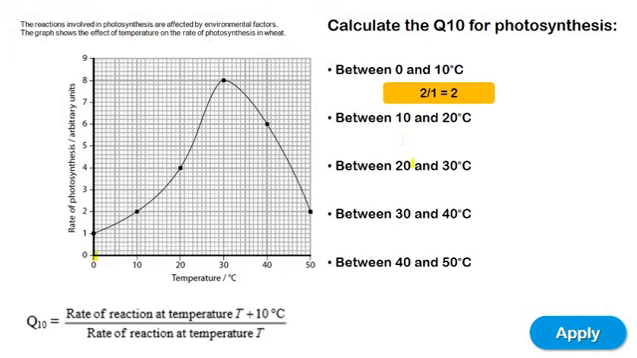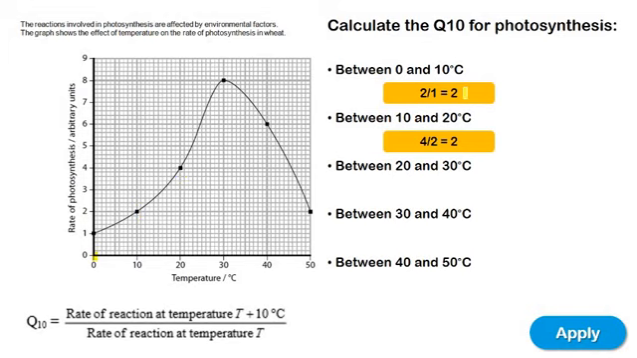So, between 10 and 20 degrees, we already know 10 degrees was 2, but the plus 10 is 4. 20 is the plus 10, so that goes on top, divided by 2, gives us 2 again. Again, we have double the rate of reaction.